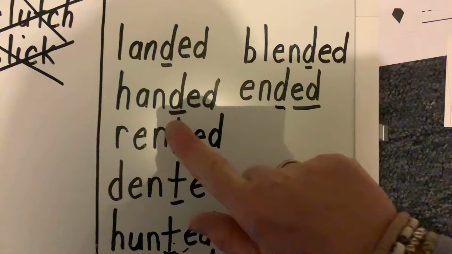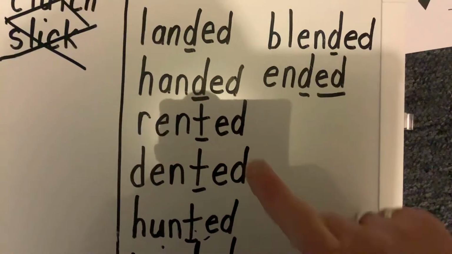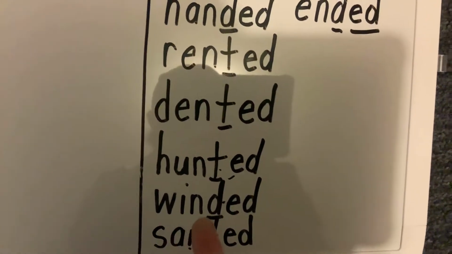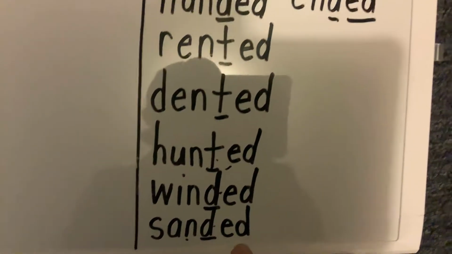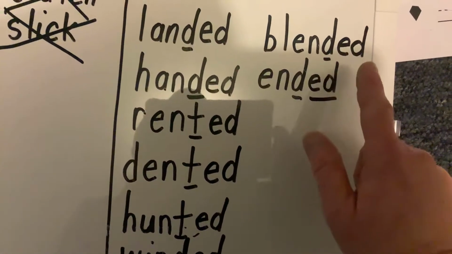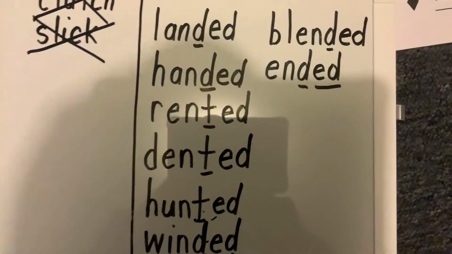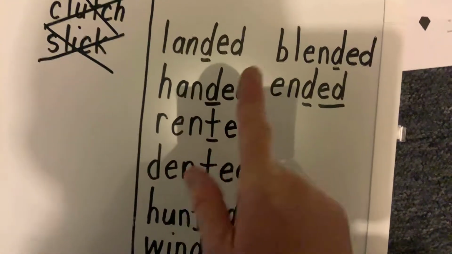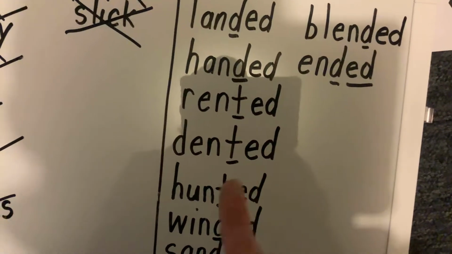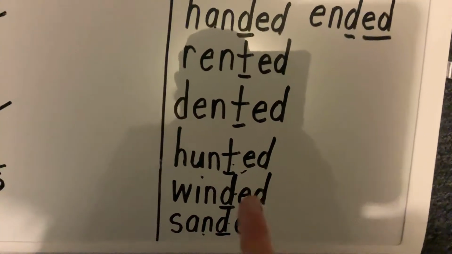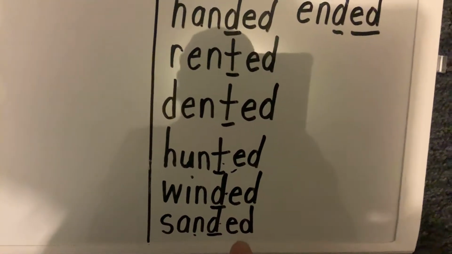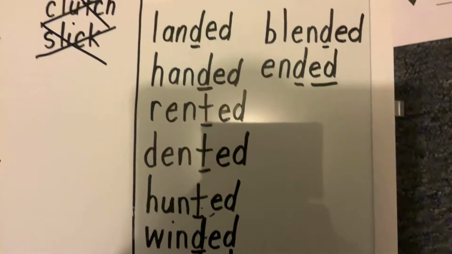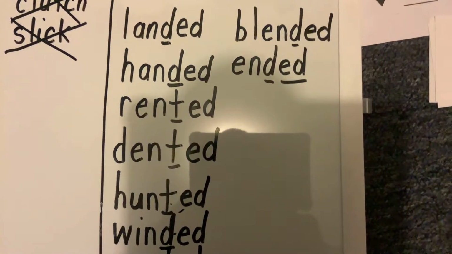Landed, handed, rented, dented, hunted, winded, sanded, blended, ended. Can we read these again? Landed, handed, rented, dented, hunted, winded, sanded, blended, ended. All right, good job. Now let's think.